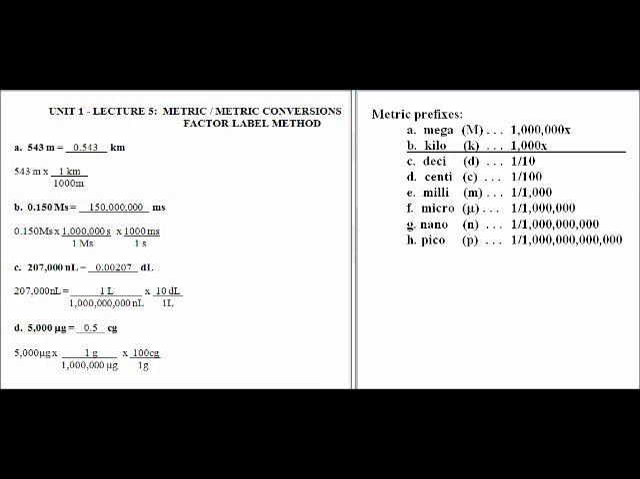Looking at C, we have 207,000, that's 3 significant figures. The answer is also 3 significant figures, 0.00207. Looking at D, we have 1 significant figure in 5,000 micrograms, and we also have 1 significant figure in 0.5 centigrams. This concludes this section of our unit.